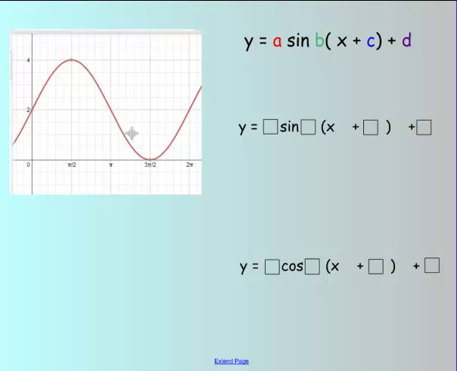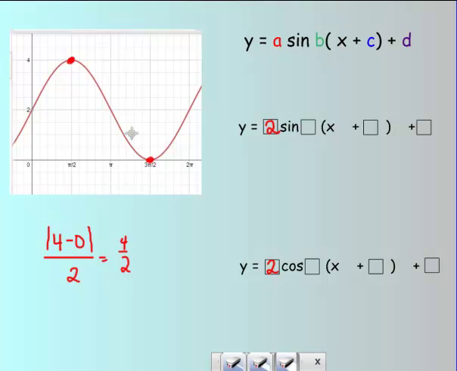So let's start off with the amplitude. That's always the easiest. The amplitude is the high minus the low. And this is why you want to know that formula, because the amplitude right here is 4 minus 0 divided by 2. So the amplitude is 2. And it's going to be the same for both.